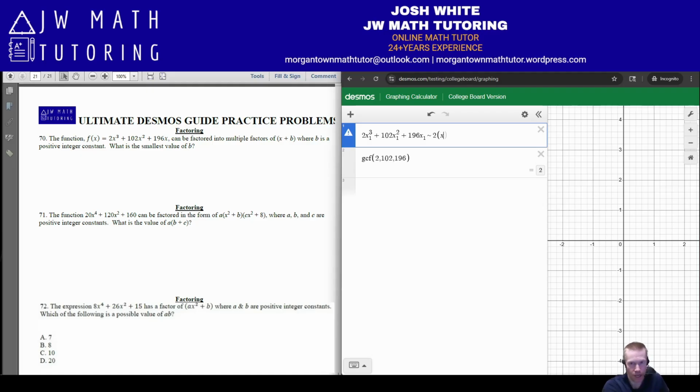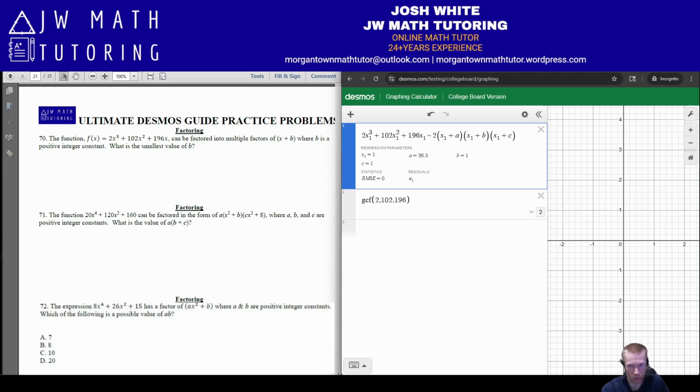Now, everything else, there's going to be basically 3 other factors, because this is a cubic polynomial. There should be 3 roots. So I'm going to use, let's say, A, B, and C to represent my 3 roots.